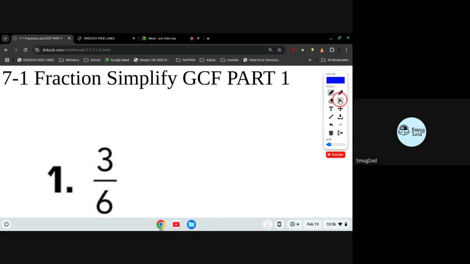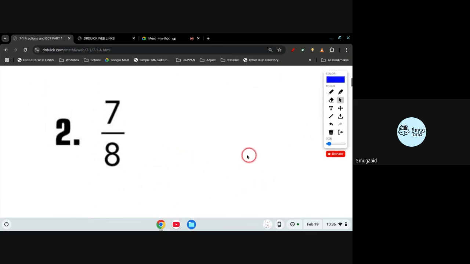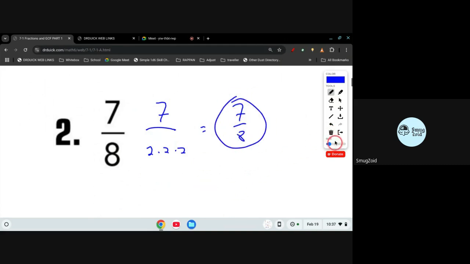Let's take a look at another one, all right? How about this one, 7/8? All right, this is prime, 7. 8 is 2 times 2 times 2, but you can't do anything, so the answer is just 7/8. You can't do anything with it, it's stuck, all right?